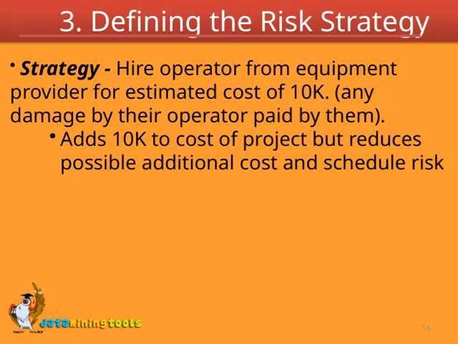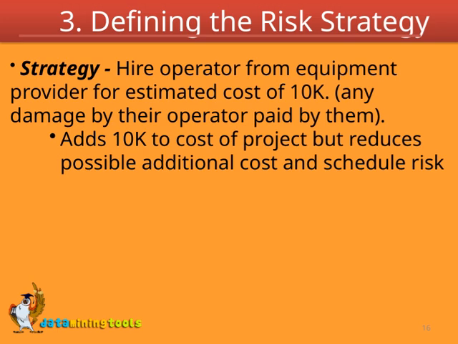Now, let's look at our strategy for managing risk through staffing. We're considering hiring an operator directly from an equipment provider, which comes with an estimated cost of around $10,000. The key benefit here is that any damage caused by their operator would be paid for by the provider, reducing our potential liability. While this approach does add approximately $10,000 to the project cost up front, it helps us mitigate the risk of unforeseen damages or delays caused by inexperienced or unfamiliar operators.